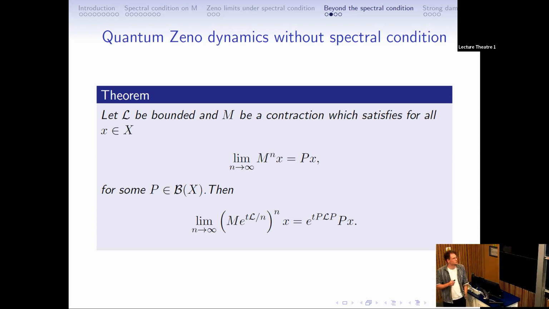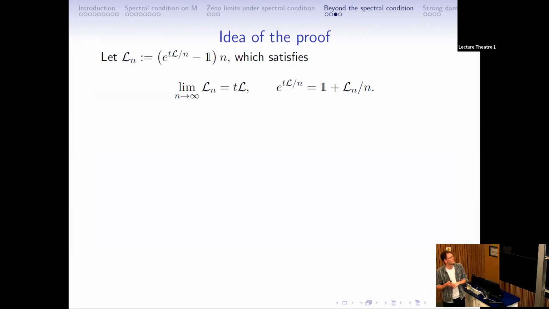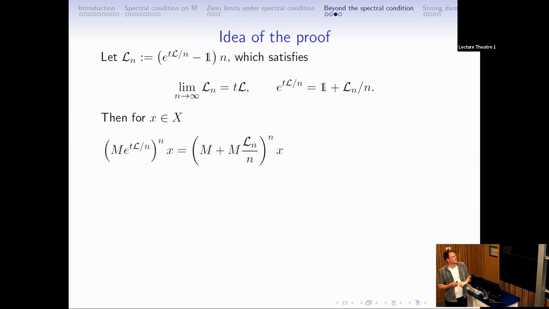And I want to talk you through the proof technique a bit, because it's very different, and because I will then use the proof technique here for the strong damping, which I will talk about a bit later. So we now consider this discrete derivative, ln, which is defined there. As n goes to infinity, this is really just a derivative, so we get the generator out. But we get a nice expression of the semigroup itself, right? Something which looks like 1 + 1 over n. And now we can plug this in and calculate a bit in our Zeno product.